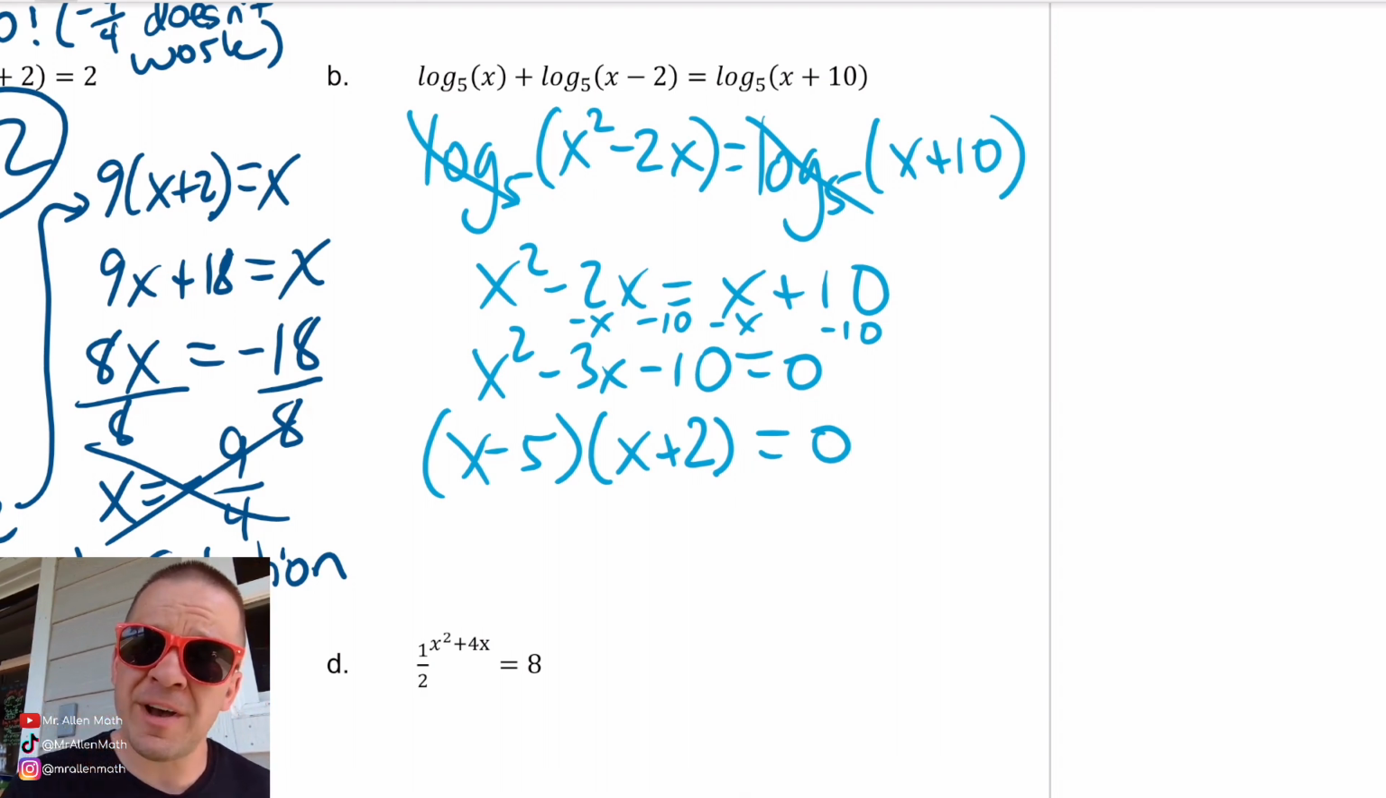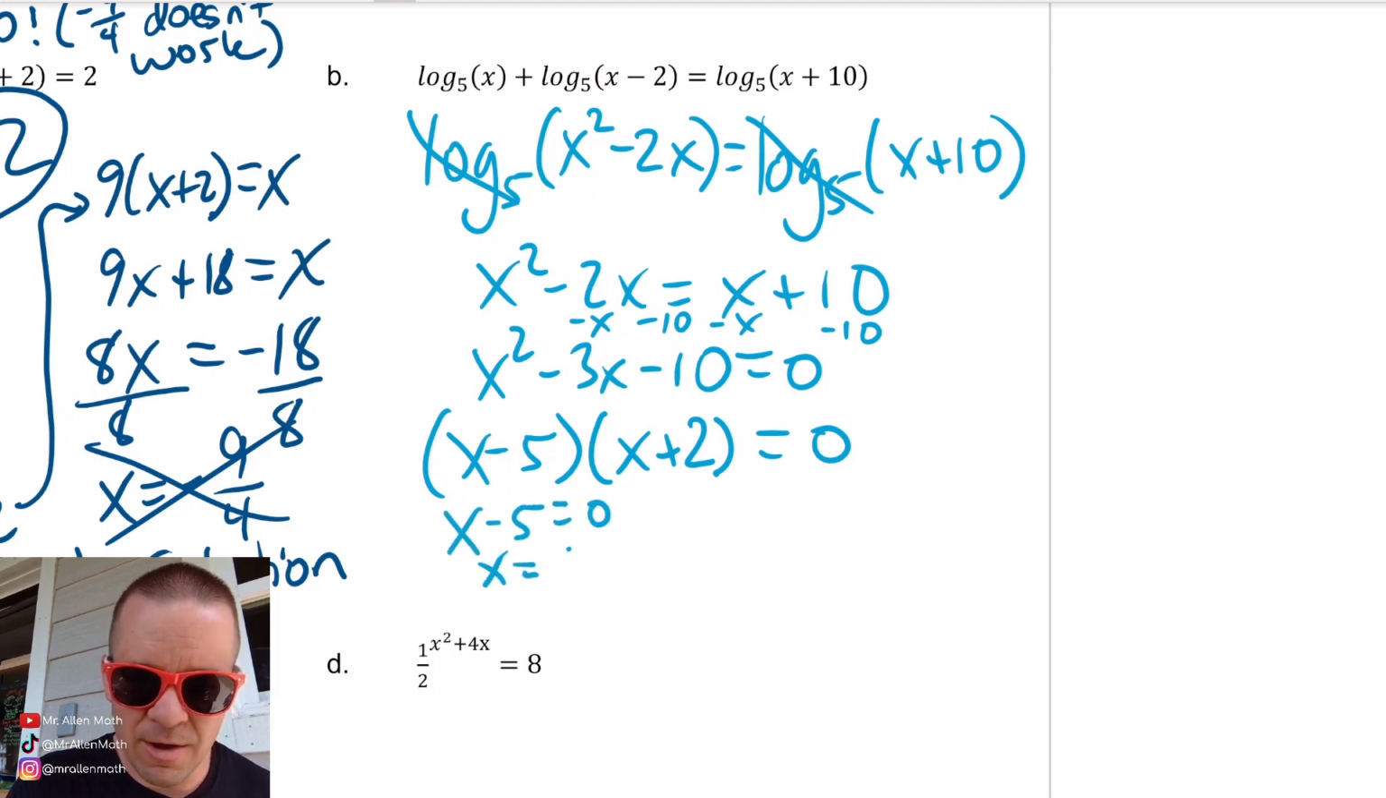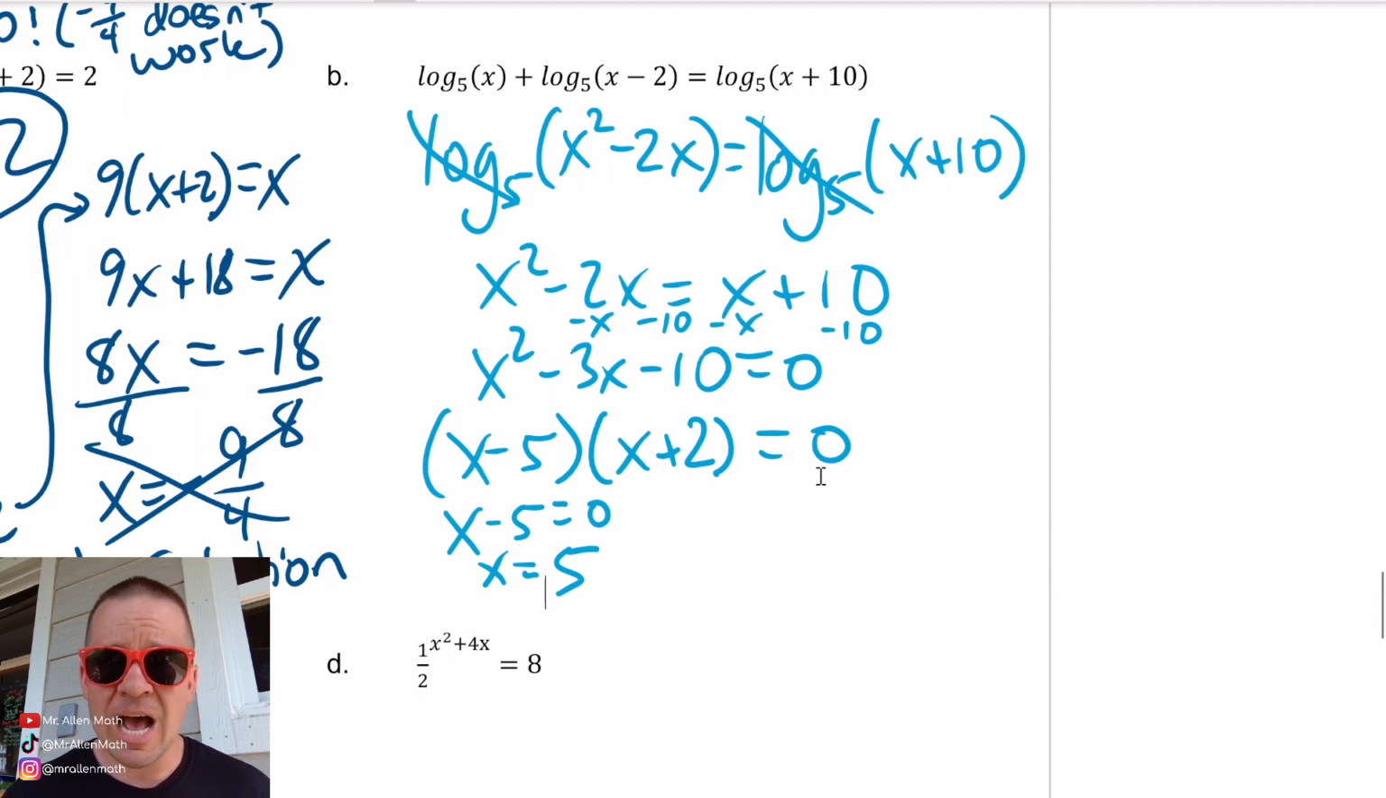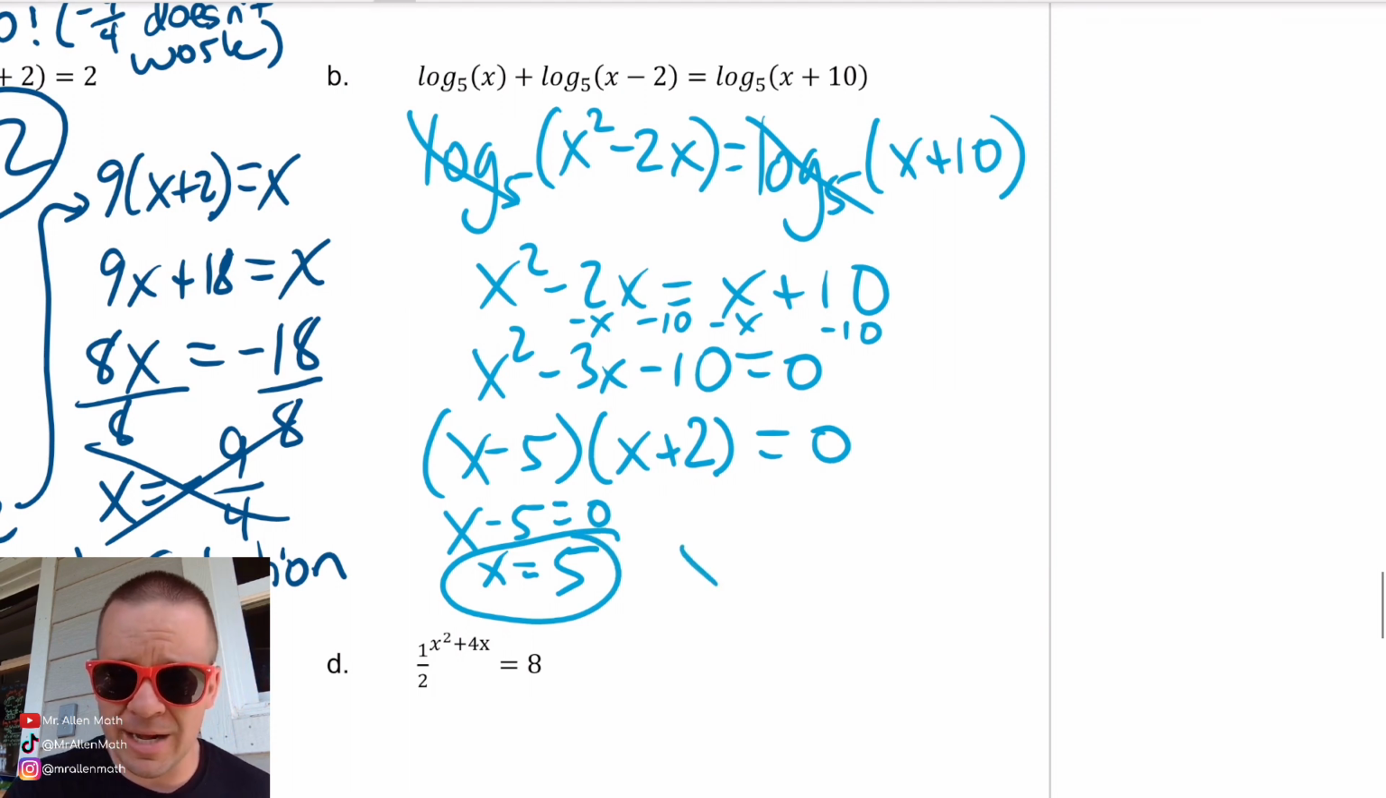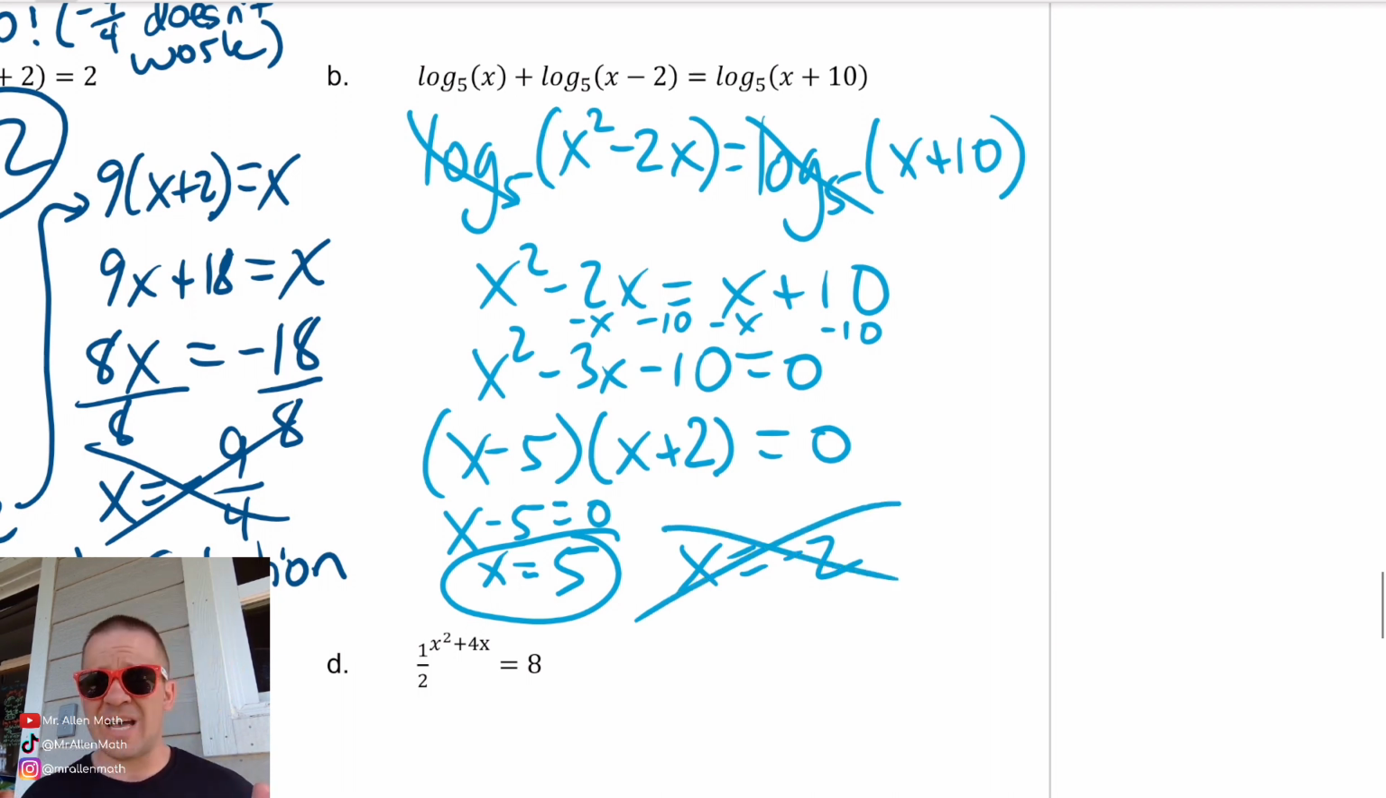And now I get to these two factors equal to 0. So I'm going to have x minus 5 equals 0, so x equals 5. And if I plug that back in, I get a positive argument here and here as well. So 5 is going to work. That's good. How about x equals negative 2? Well, if I plug in negative 2, I'd get a negative argument on 2 of these actually. Even if it just happened to 1, that's no good. So there we go, x equals 5.